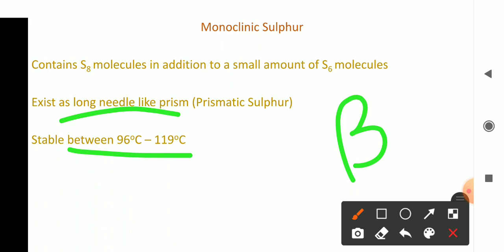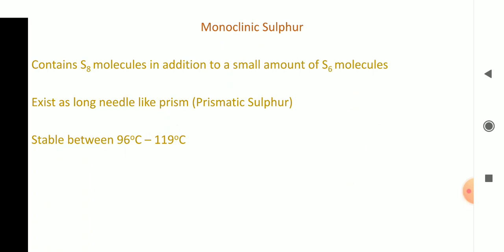So with this, monoclinic sulfur is over. What are the things we have seen? It is composed of S8 and S6 molecules. It is also called prismatic sulfur because of its appearance, which is long needle-like prisms. Then the stable temperature range is 96 degrees Celsius to 119 degrees Celsius. So monoclinic sulfur is over.